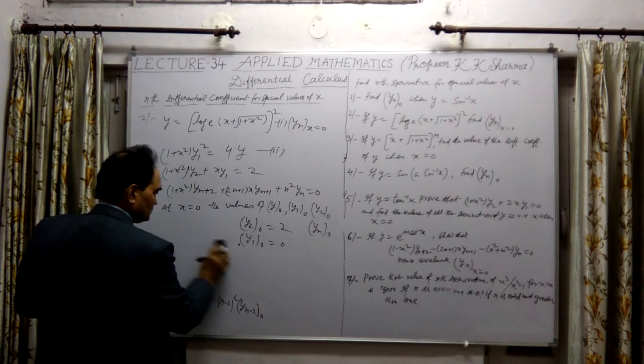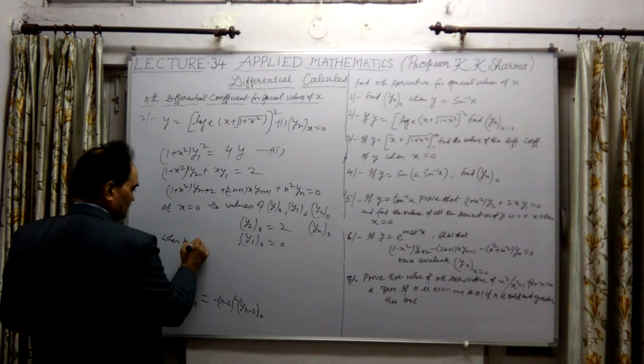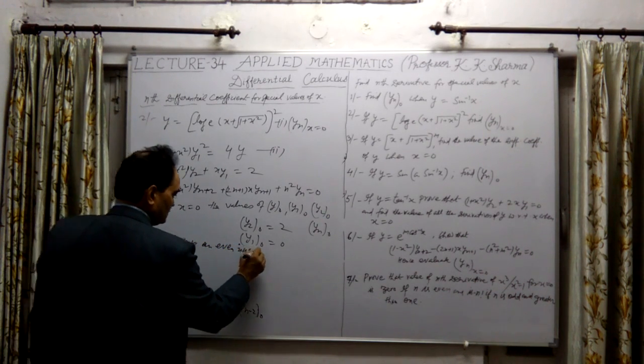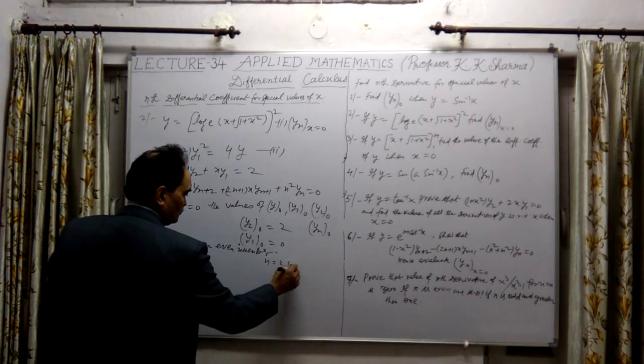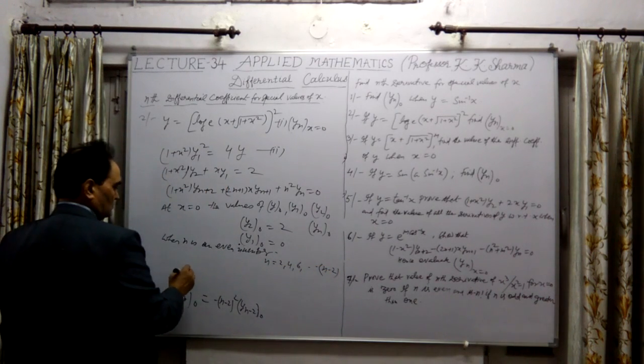Now for even terms, when n is an even number, that means n equal to 2, 4, 6, etc., up to n minus 2. Here also we will take n minus 2, not a problem.